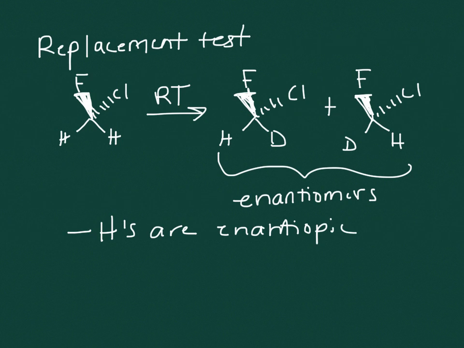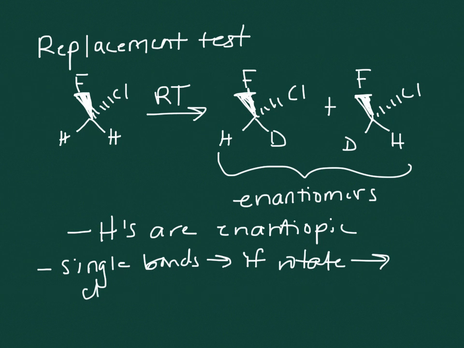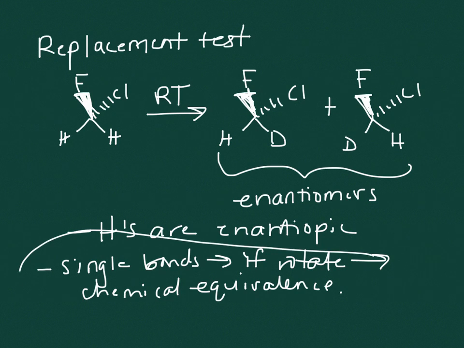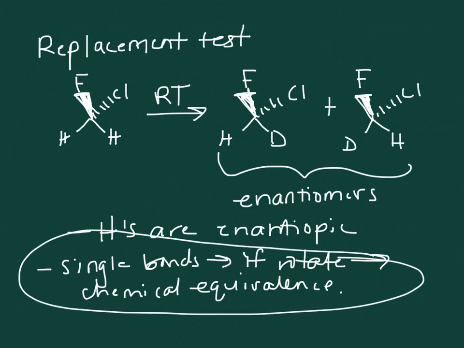Unless specifically asked, you do not have to determine homotopic versus enantiotopic. You can just look to see if you have single bonds, and if you can rotate, would this lead to chemical equivalence? Okay, this is how we looked at it when we looked for carbons that were equivalent. You will have to be able to determine a homotopic versus an enantiotopic. But when you're just looking at a spectrum, unless specifically asked, just look for chemical equivalence.